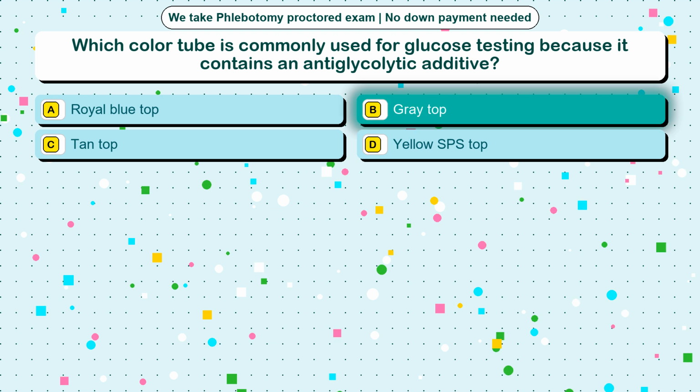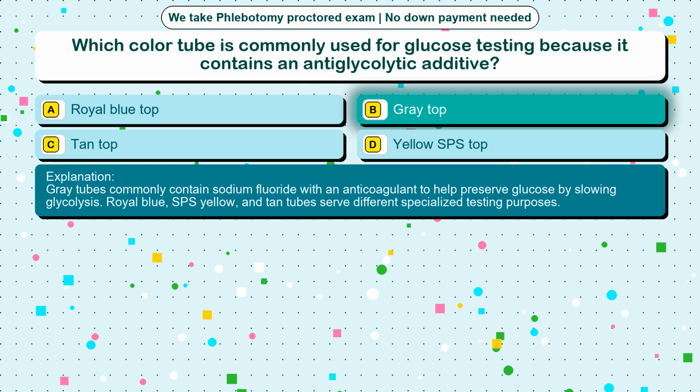The correct answer is option B. Gray top. Gray tubes commonly contain sodium fluoride with an anticoagulant to help preserve glucose by slowing glycolysis. Royal blue, SBS yellow, and tan tubes serve different specialized testing purposes.